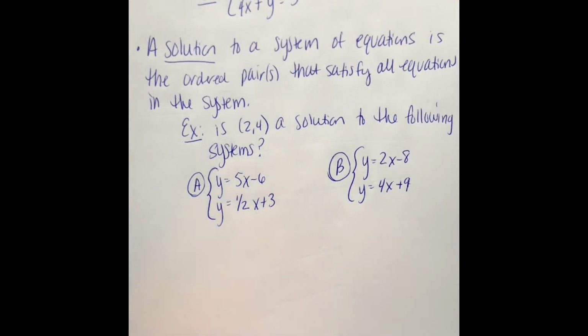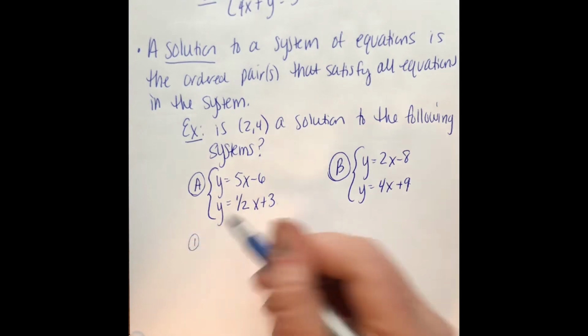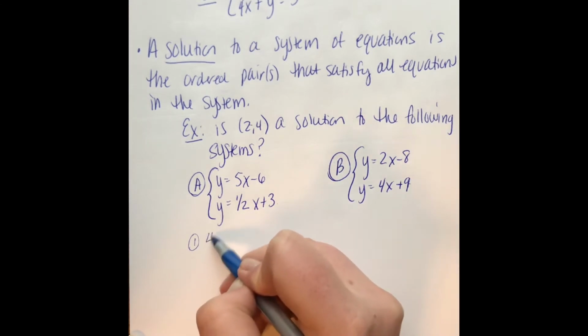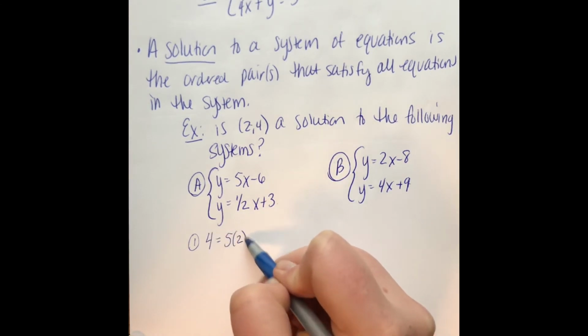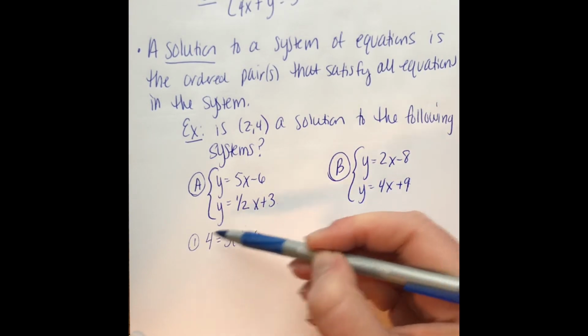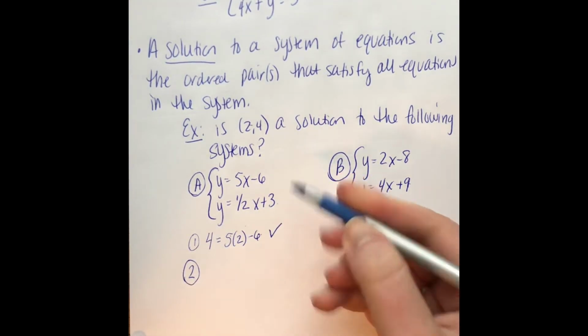Alright, after just definitions, our first example is to test whether or not the given point is a solution to the following systems. If it's going to be a solution, it's going to yield a true statement for each of those equations. So is the point (2, 4) a solution? Let's start first with A. We plug in the point (2, 4) for x and y and see if it's a true statement. Does 4 equal 5 times 2 minus 6? Well, 5 times 2 is 10. 10 minus 6 is 4. Is 4 equal to 4? Yes, it is.